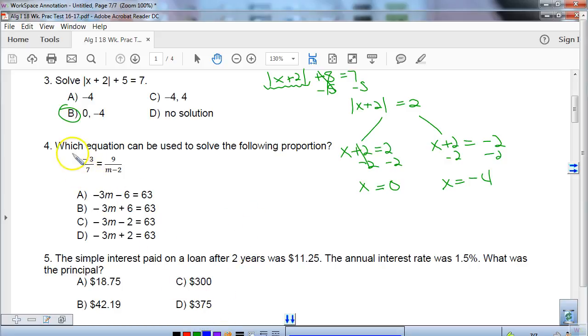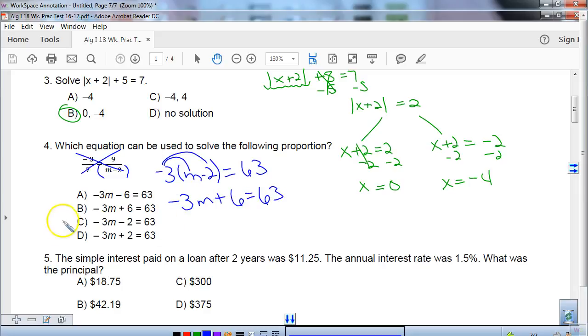Number 4, which equation can be used to solve the following proportion? So if we cross multiply, 7 times 9 is 63, and negative 3 times this whole denominator, remember to put parentheses around that, that's m minus 2. And when we distribute this negative 3 into those parentheses, we have negative 3m, and negative 3 times positive 2 is plus 6, and that is option B.